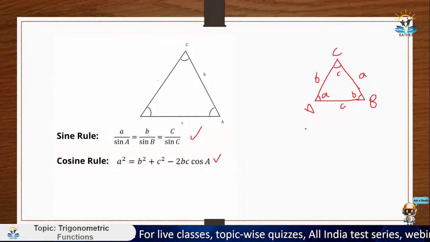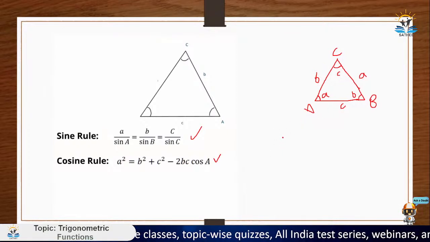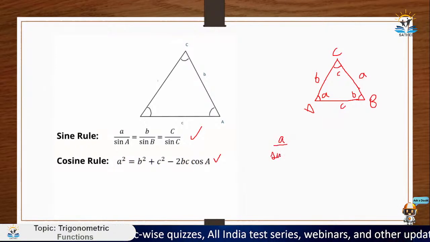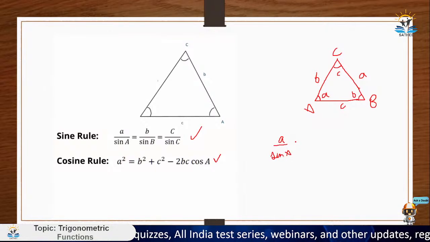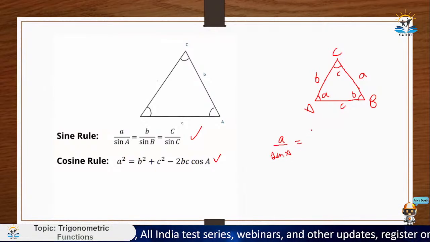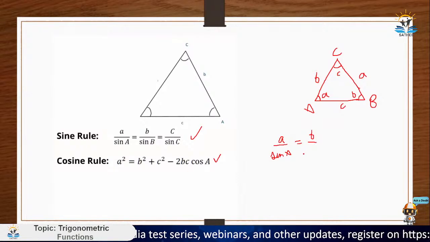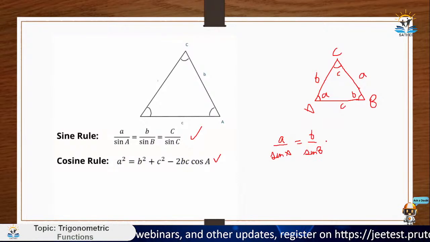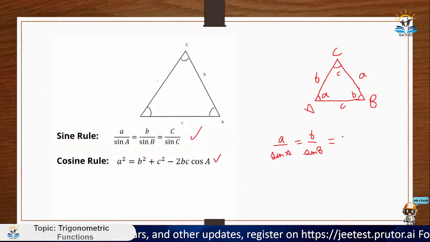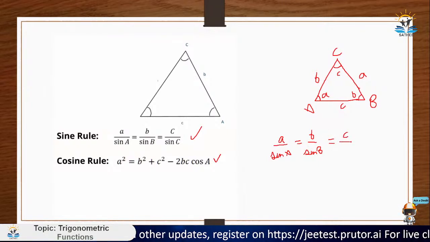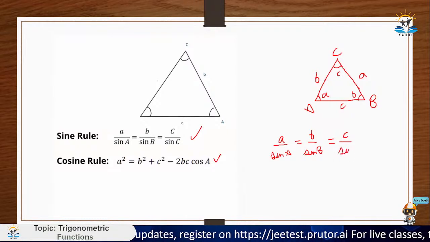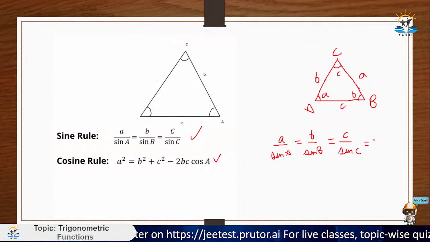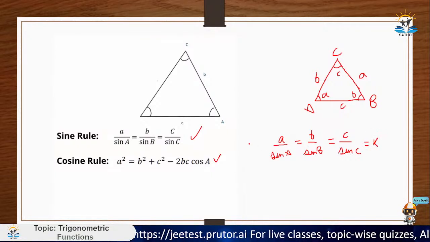So after making this triangle, A upon sine A is equal to B upon sine B is equal to C upon sine C. So this is basically your sine rule. I hope you remember it. This is again a very important thing. You can take it equal to some constant k. So this is your sine rule.